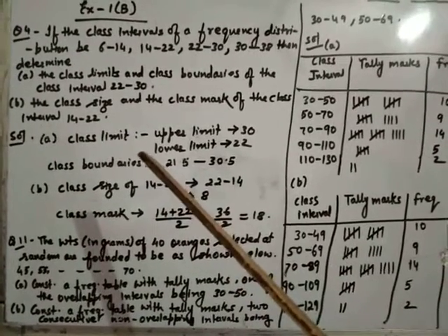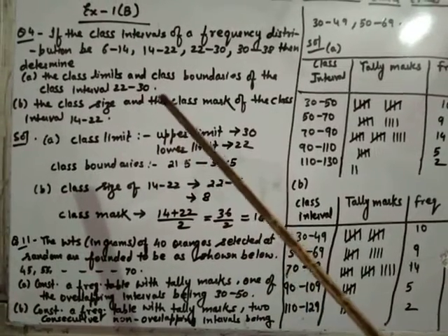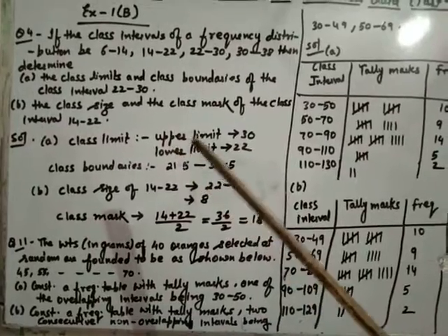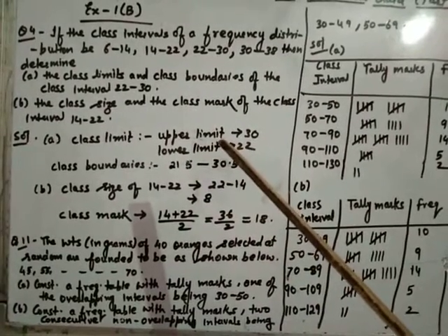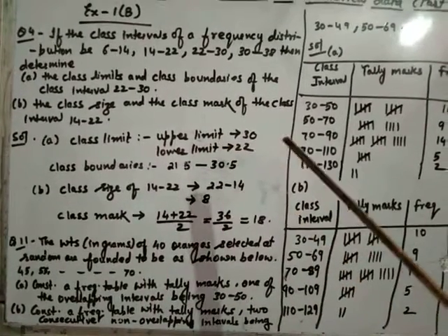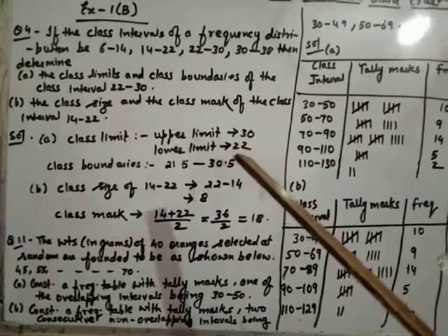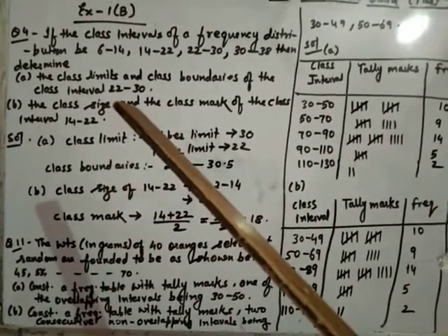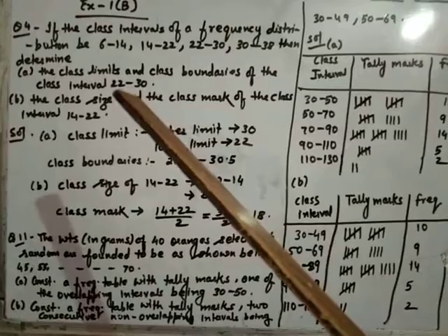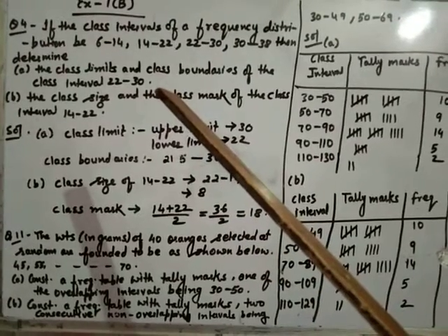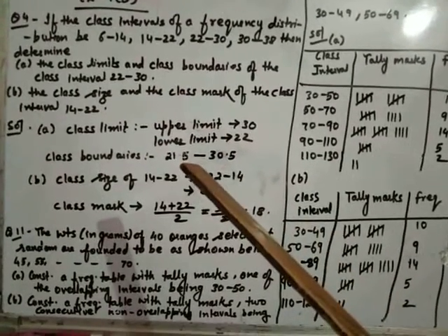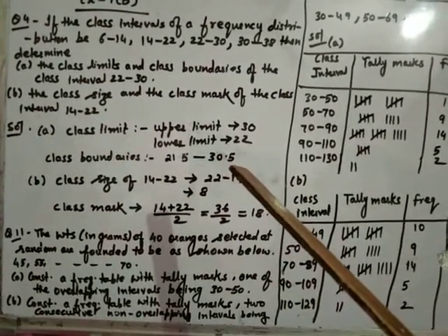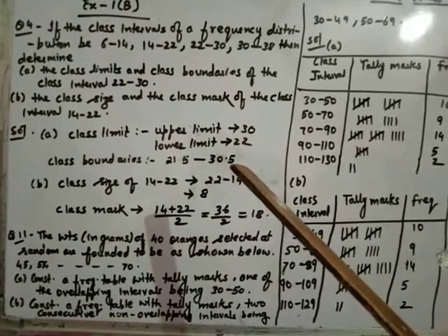In the first part you have to find the class limits of the class interval 22 to 30. So the upper limit of the class interval 22 to 30 is 30 and the lower limit is 22. For class boundaries, from the lower limit we subtract 0.5 and to the upper limit we add 0.5. So it is 21.5 to 30.5. Clear, student?